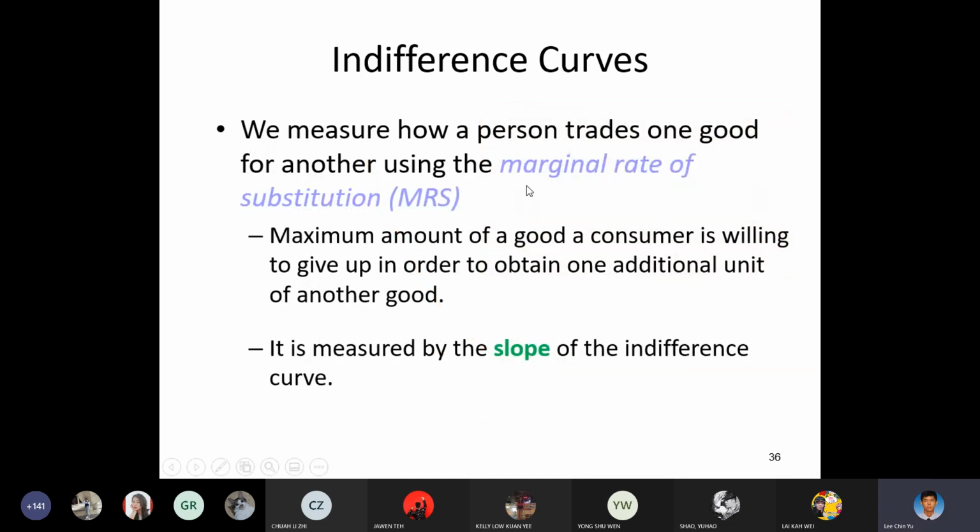So the slope of the indifference curve, normally we measure based on the marginal rate of substitution. This marginal rate of substitution means how a person trades away one good for another. So meaning that a maximum amount of a good a consumer is willing to give up in order to obtain 1 additional unit of another good. So it measures the slope of the indifference curve.